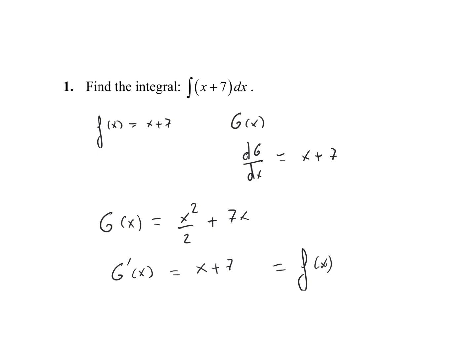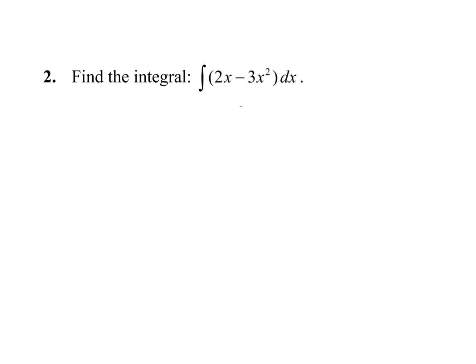No. If you add a c here, it will also be true that g prime of x is equal to f of x because the derivative of c is 0. So the conclusion is, given f of x equal x plus 7, the g of x should be x squared divided by 2 plus 7x plus c. This is the solution. Now, second problem.